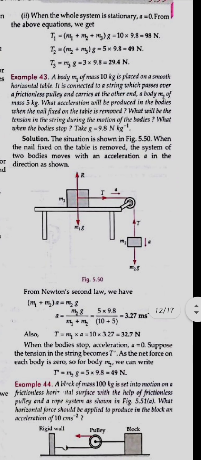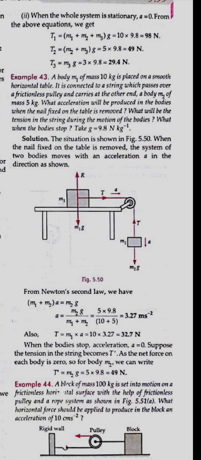Okay. So now see the other one. A body m1 of mass 10 kg is placed on a smooth horizontal table, connected to a string which passes over a frictionless pulley and carries at the other end a body m2 of mass 5 kg. What acceleration will be produced in the body when the nail fixed on the table is removed? What will be the tension in the string during the motion of the bodies? What happens when the body stops?